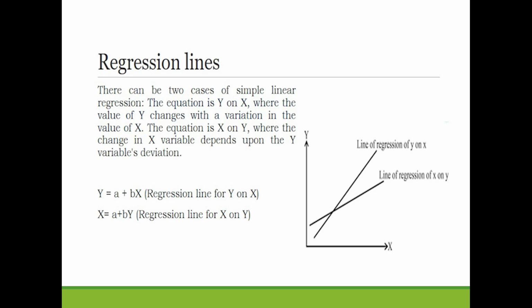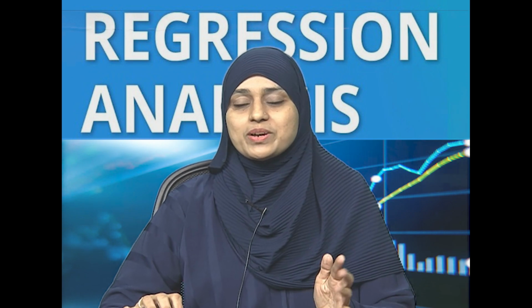The first regression was y on x, where y is equal to, so y was on the left hand side. Now x is on the left hand side, and we say x is equal to a plus by. So it is only the positioning of the variables which is changing, where the value of y changes with a variation in the value of x, and in the equation x on y, the change in the x variable is dependent on change in the y variable. That way we can express the regression line for both variables, the regression line for y on x and also for x on y. Both ways we can express the regression lines.